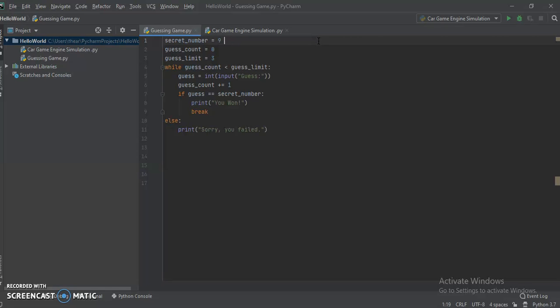First, the most important part of a guessing game is the secret number, or the secret letter, word, object, any value, the secret value that you have to find out by guessing. Okay, the next most important thing is guess count. Many guessing games might not have a guess limit, but they do surely have a guess count. In how many turns have you guessed the right number? Okay? And then comes the guess limit.